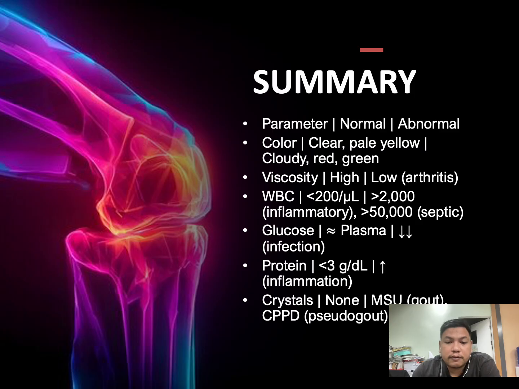For glucose and plasma, lower glucose than our plasma may indicate infection. For our protein, less than 3 grams per deciliter may indicate inflammation. For crystals, we have monosodium urate, the cause for gout, and CPPD, or calcium pyrophosphate dihydrate, that is the cause of our pseudo gout.